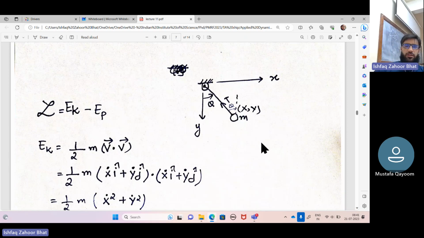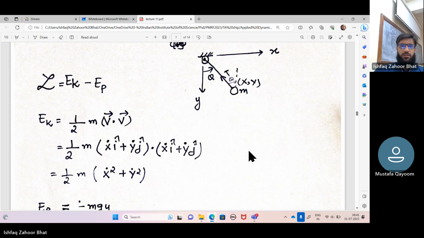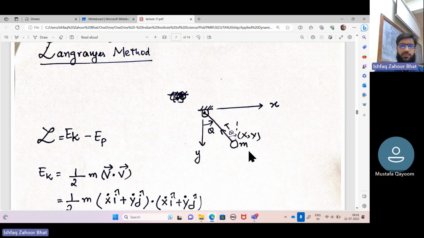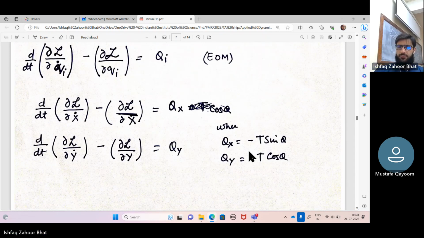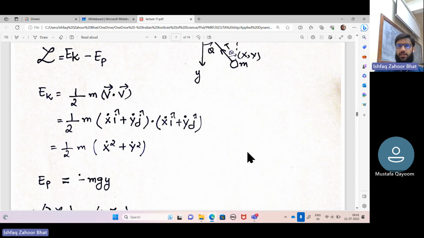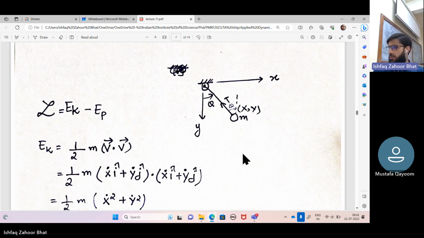Okay, I think we took the example of the Lagrangian method, but I think we stopped in between, yeah? Yes, sir. Last time. So let us this time continue with the same.